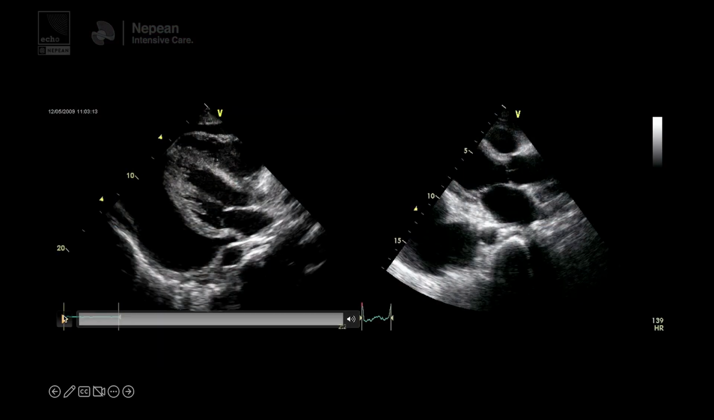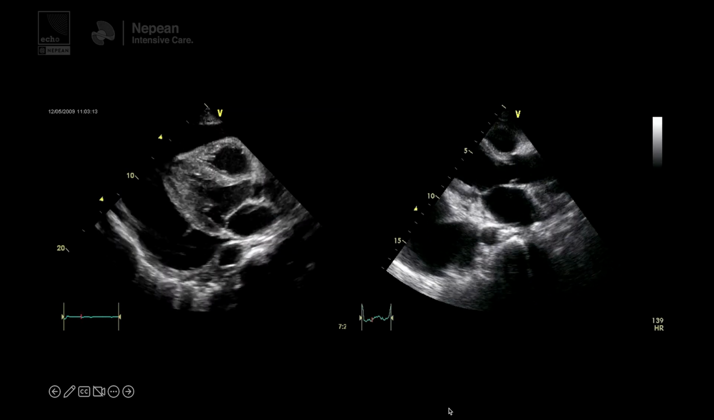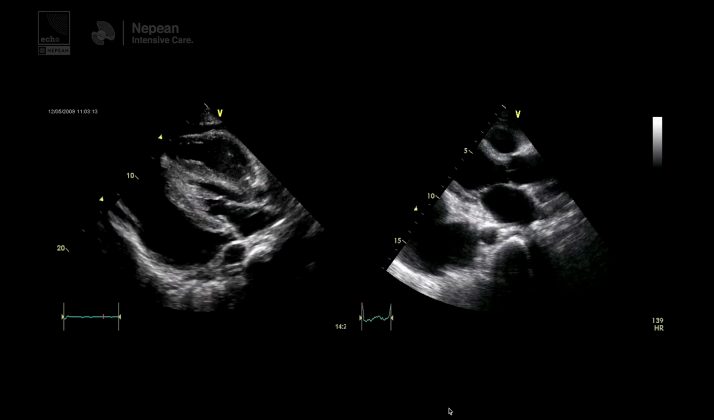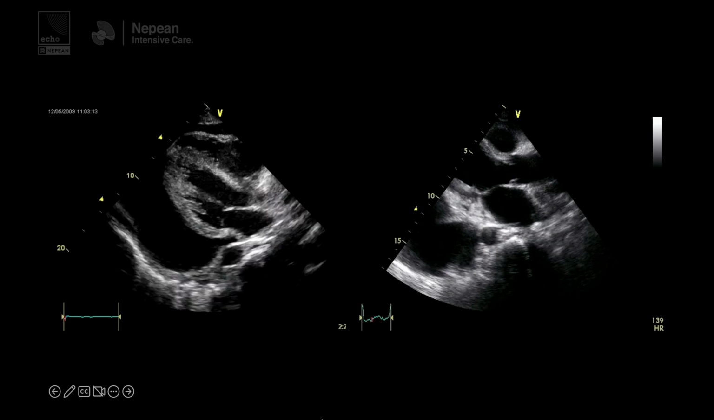Because sometimes it can be tricky, especially if you haven't got lung ultrasound alongside your echo as well. It can be really, really tricky. And it is common that people make that mistake. So these are two examples where there's a pericardial effusion and a pleural effusion.